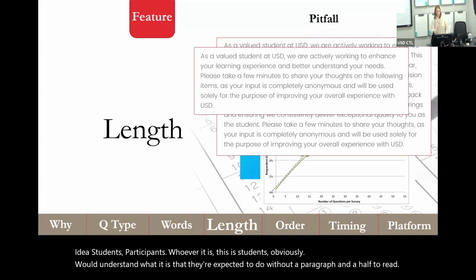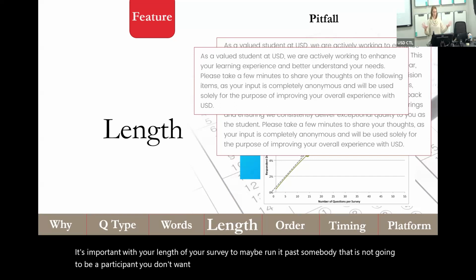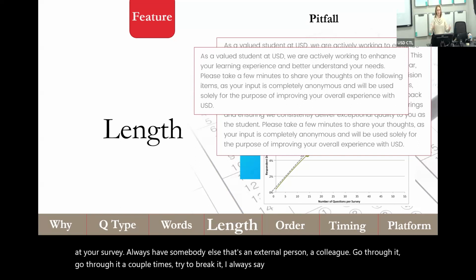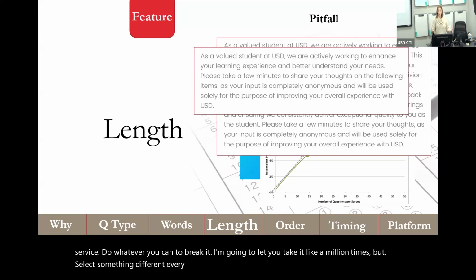It's important with the length of your survey to maybe run it past somebody that is not going to be a participant. You don't want to sully your data at all, but don't be the only person looking at your survey. Always have somebody else, an external person, a colleague, go through it a couple times, try to break it. I always say that to people that are trying my surveys, do whatever you can to break it. I'm going to let you take it like a million times, but select something different every time to make sure it's working. How long did it take you to get through it?